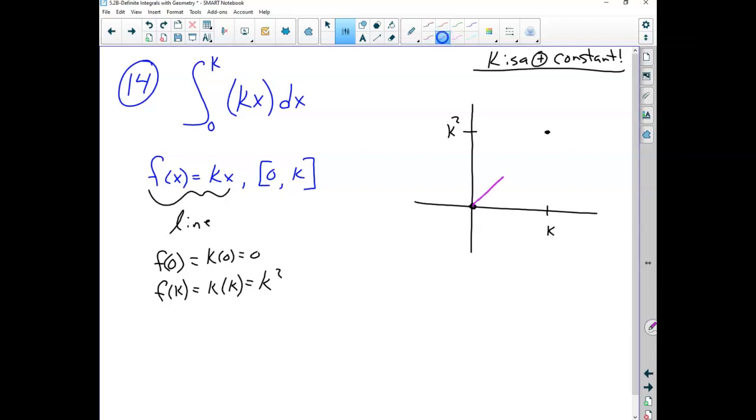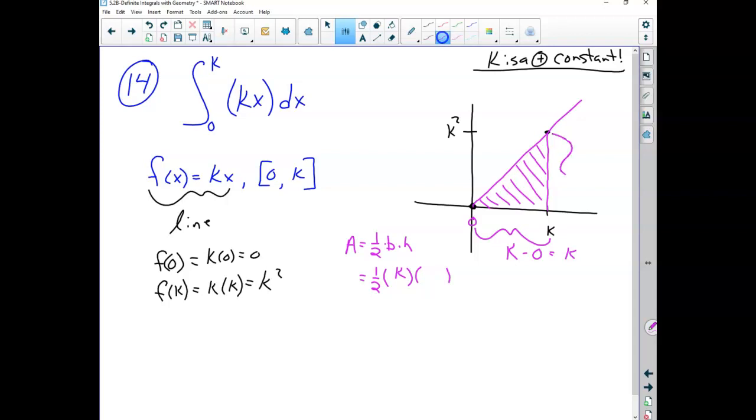So here's my line. This little point there is on it. And we want the integral from 0 to k. So we're looking for the area of this triangle. Again, area of a triangle is 1/2 base times height. Okay? 1/2. What is the base? How wide is that? Oh, it's k, because k minus 0 equals k. It's k units wide.